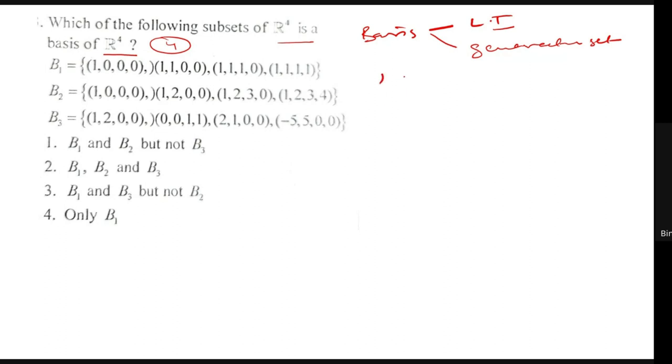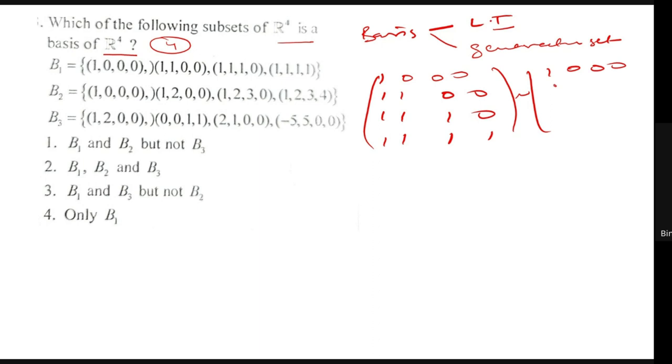The first is 1 0 0 1 1 0 0 1 1 1 0 and 1 1 1. You can easily change it into the REF, 1 minus 1 0 1 0 0 0 1 1 0 1 1 0 1. Isn't it easier to say that the determinant is 1? Yes, you can also say the determinant is 1. That is, these are LI vectors. So B1 is a basis of R4. Similarly, you can check B2 as well as B3.